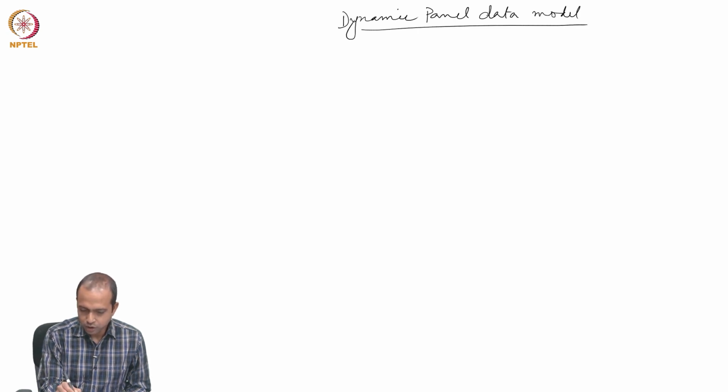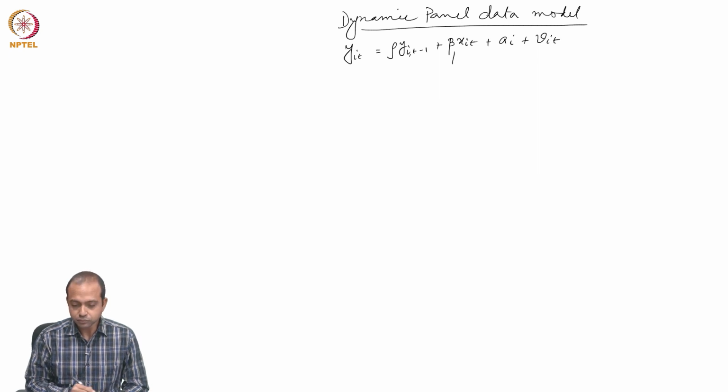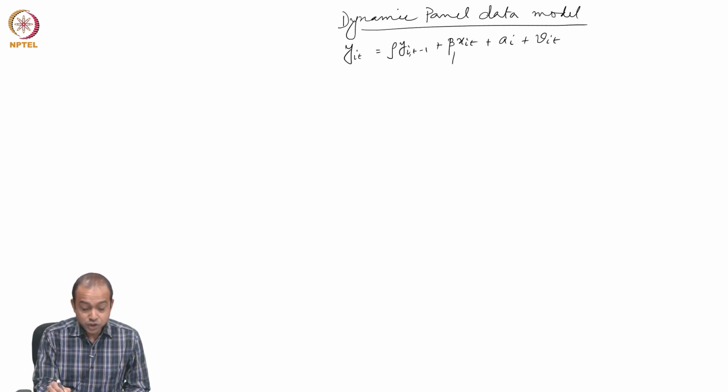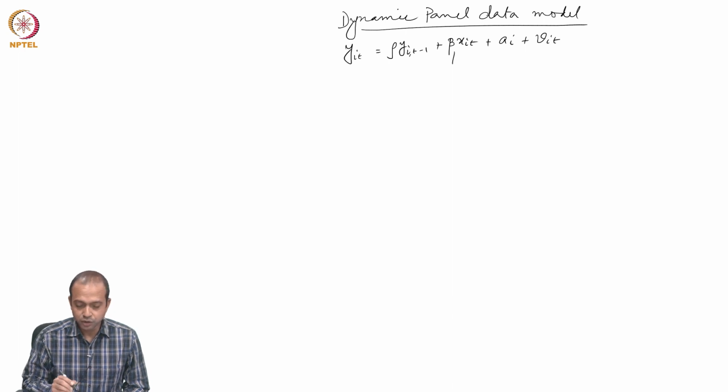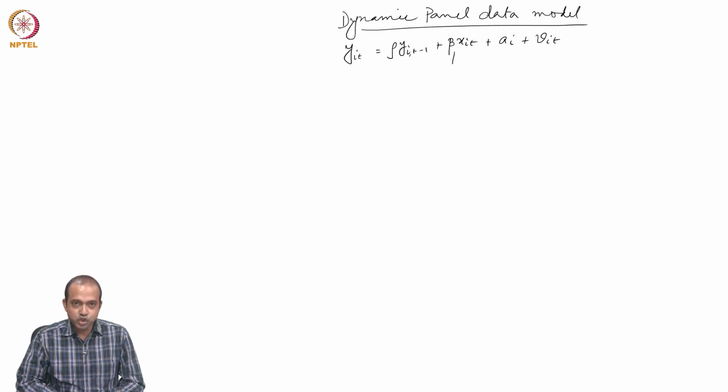Dynamic panel data model, and our relationship is this: yit equals rho yit minus 1 plus beta 1 xit plus ai plus vit. And the presence of yit minus 1 basically introduces dynamism in the system. In our previous class, we were discussing how to implement the xtabond2 command to estimate the system GMM.